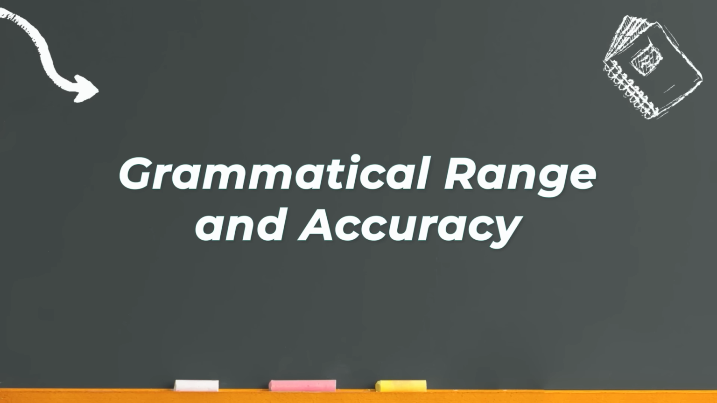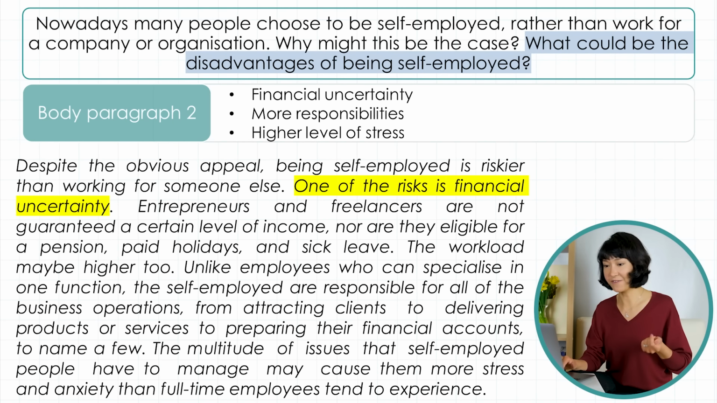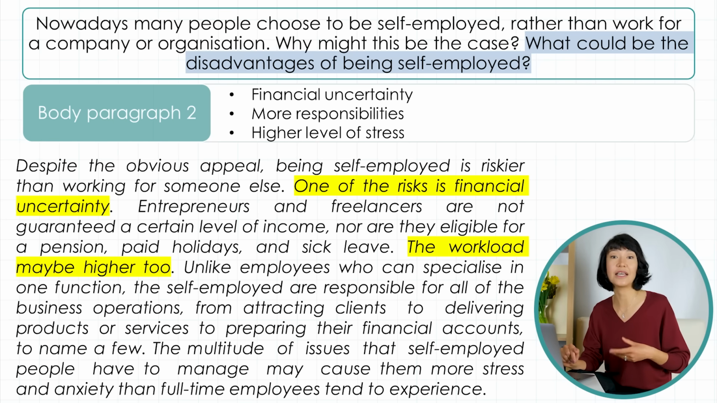Let's talk about your grammar, or grammatical range and accuracy, as it's called in IELTS. A good mix of complex sentences with some simple ones where appropriate is the key. Notice how in our sample essay, in the 3rd paragraph, there are 2 simple sentences which introduce 2 of the main disadvantages. One of the risks is financial uncertainty. The workload may be higher too. They're both followed by complex sentences explaining each statement in more detail.